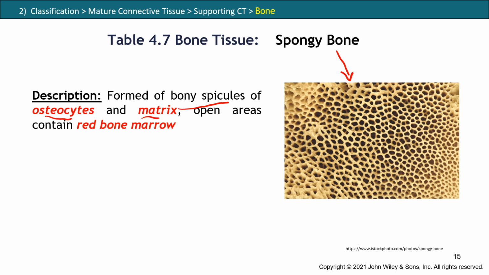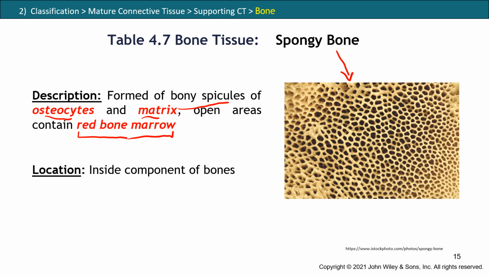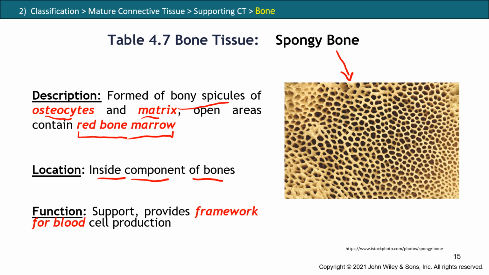And in the open area, you have this important red bone marrow that is very important for blood cell production. I told you that the location is in the inner component of the bones, and in particular in the epiphysis. And I told you that in addition to support, it is very important for the production of blood cells. Okay, so we are done with this section. Now we will move into a different type of connective tissue.